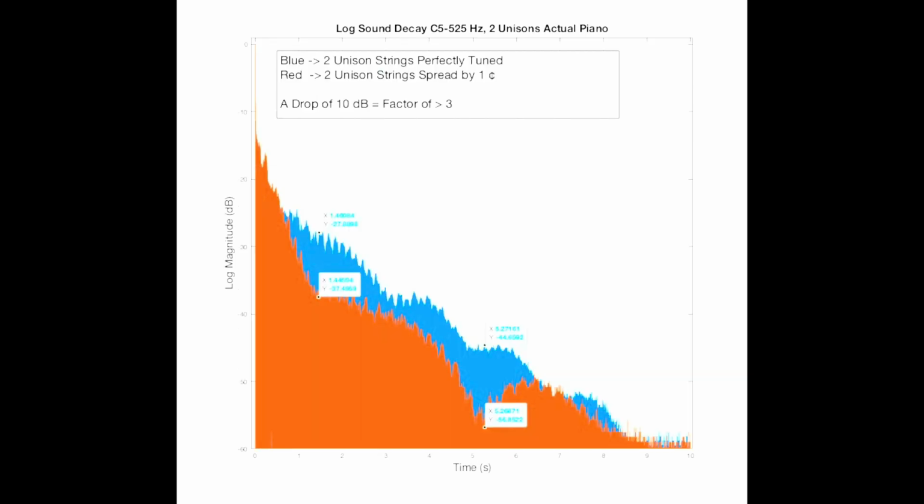The second figure shown is from a direct recording off an actual piano. Not surprising is how well it matches the characteristic of the ideal model of the first figure. After about 1.5 seconds, there is a 10 decibel drop, or a factor of 3 drop in power, at the first crossover of the half-wave cancellation.